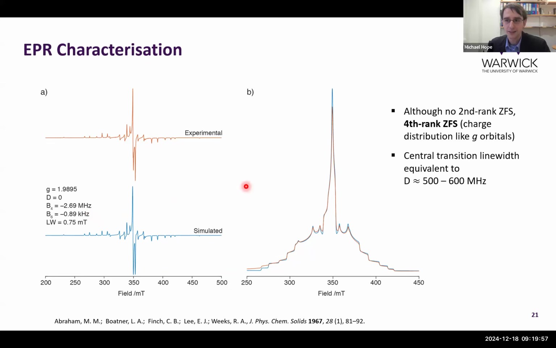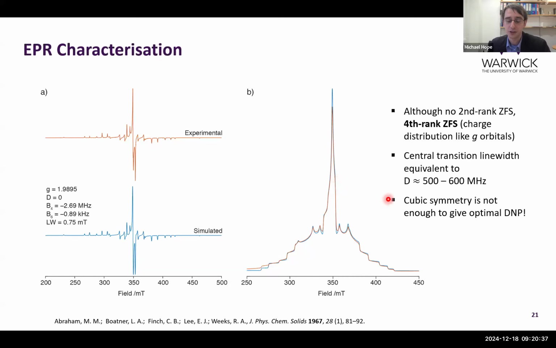And actually, when I then compared these EPR spectra with some of those organic complexes, we've got a central transition line width here of around 500, that's equivalent to if you had a second-rank zero field splitting of around 500 to 600 megahertz. So we have a very similar central transition line width here to the organic complexes. And so the first take-home message for us was that as a design principle, cubic symmetry is not enough to give optimal DNP, because you then become limited by higher rank zero field splitting terms.